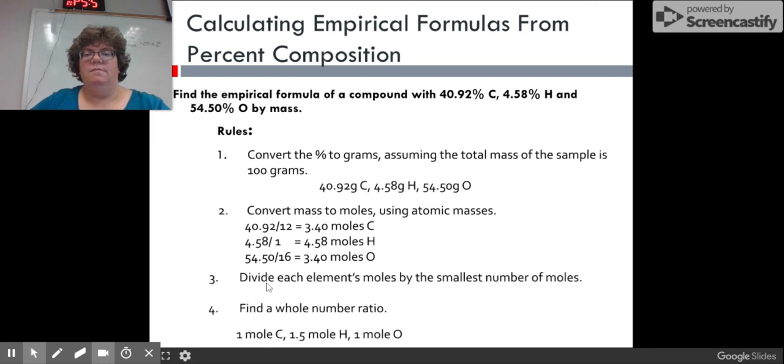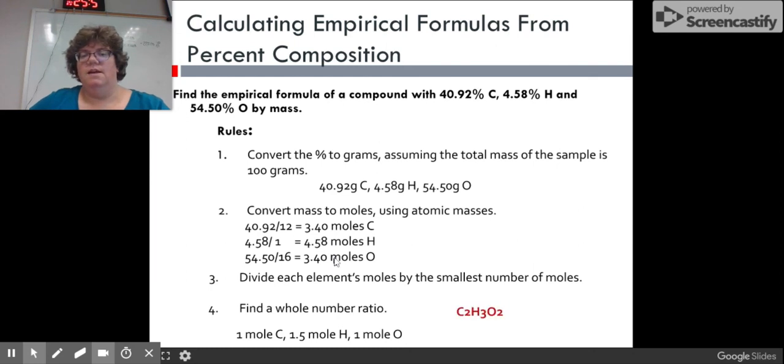The next step is you divide each element's moles by the smallest number of moles. So you look here, which one of these is smallest? Well, carbon and oxygen tie. It doesn't really matter. You just divide by the smallest number. So 3.4 divided by 3.4 gives us 1. 4.58 divided by 3.4 is 1.5. And 3.4 divided by 3.4 is 1. So here's my ratio of one to the other.